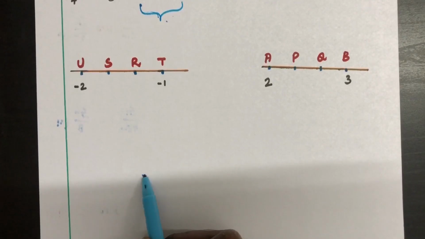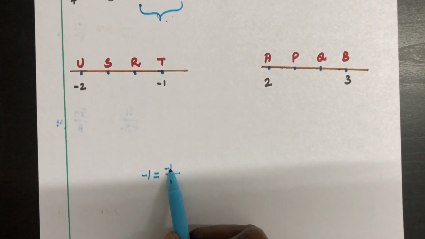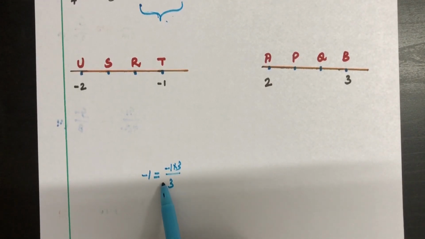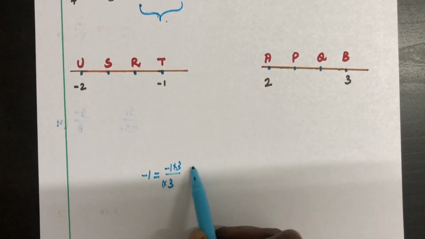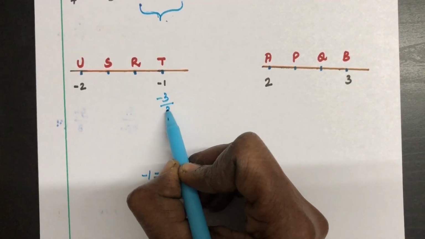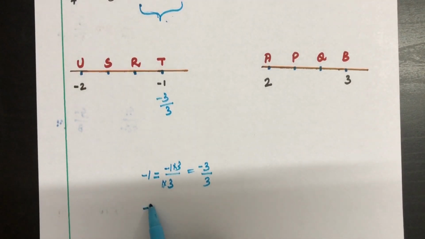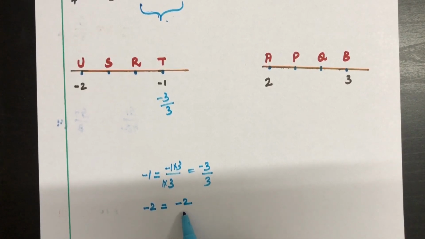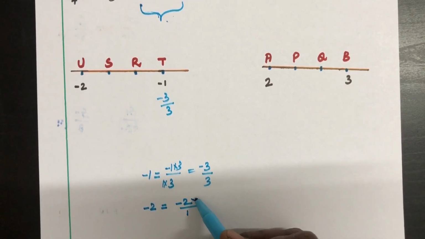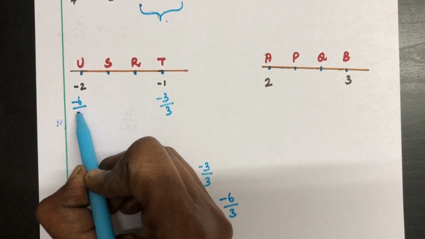Let's see. Minus 1 is equal to, how to make this 3? In the denominator, if we want 3, minus 1 into 3. Here, this is already 1, so 1 into 3. This is minus 3 by 3, right? Shall we give minus 3 by 3 instead of minus 1? Now, come here. This is minus 2. How to give? This is minus 2 by 1, actually. If we want 3, we should multiply in the numerator and denominator. This is minus 6 by 3. So can we have minus 6 by 3 here?